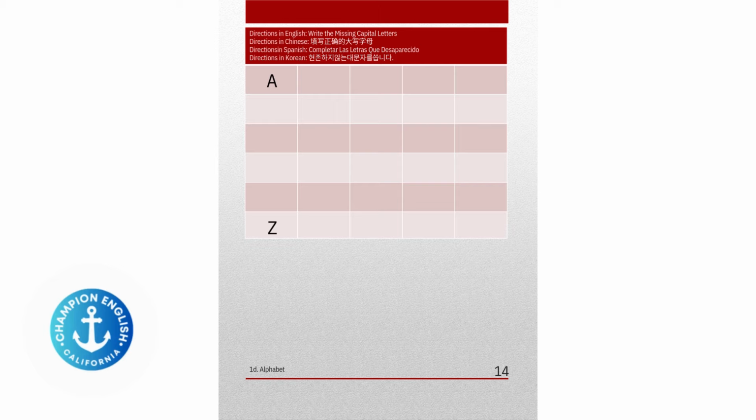And here we go. A, B, C, D, E, F, G, H, I, J, K, L, M, N, O, P, Q, R, S, T, U, V, W, X, Y, Z. Good job, students. And let's finish up that alphabet. Now we have to go to the small letters.